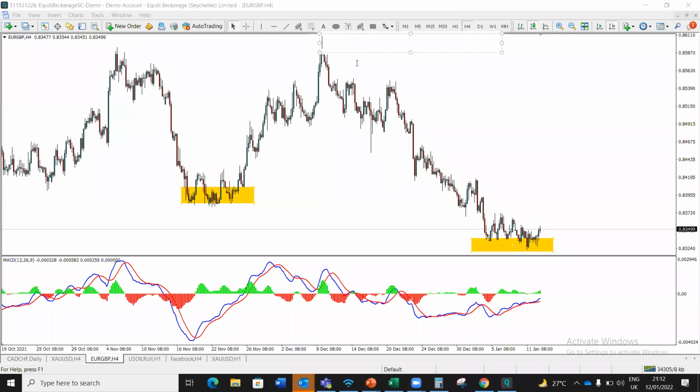So this is a high. This is another high. This is another high. This is another high. And then we have the lows. This is a low. This is a low. This is a low. This is a low. This is a low.